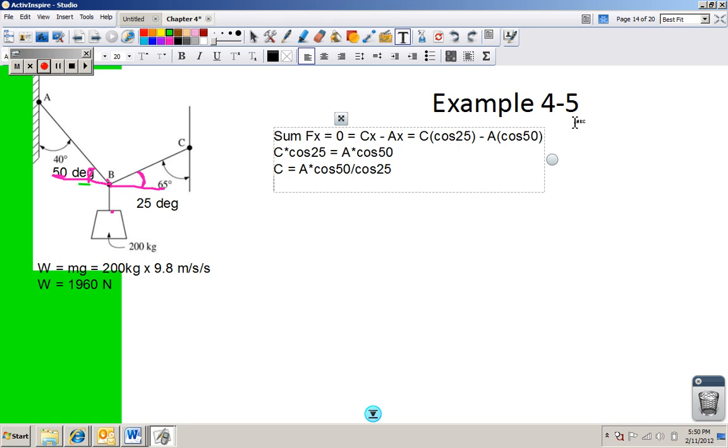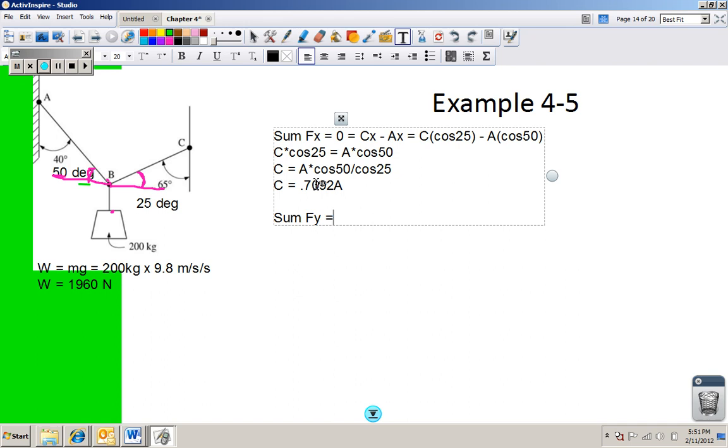Okay, I'm going to pause for just 1 second to crunch that in my calculator. All right, so I'm left with C is equal to 0.7092 A. All right, so now let's write sum of the forces y.